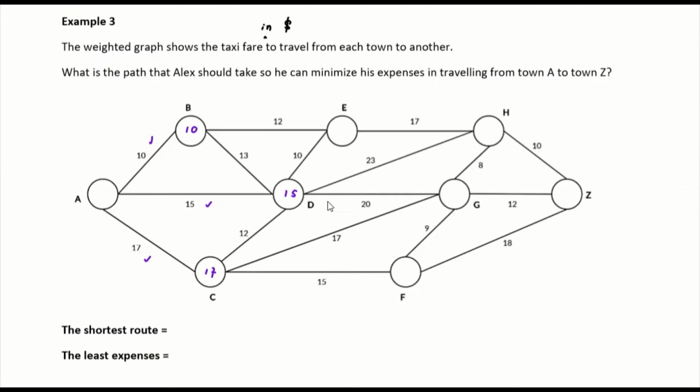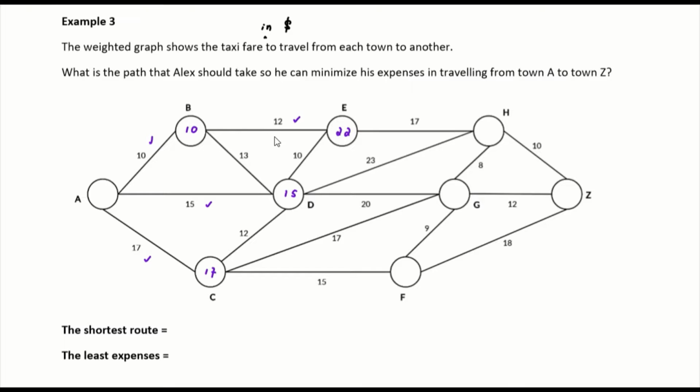Okay, now second round. Looking at B, D, and C, the vertices adjacent to these three are going to be E, H, G, and F. You start with the nearest one maybe. You can try E first, because you don't want to go through here. So definitely that's going to be BE or DE only. So 10 plus 12 or 15 plus 10. So 22 is the shortest that you can get. That's why you go through here.